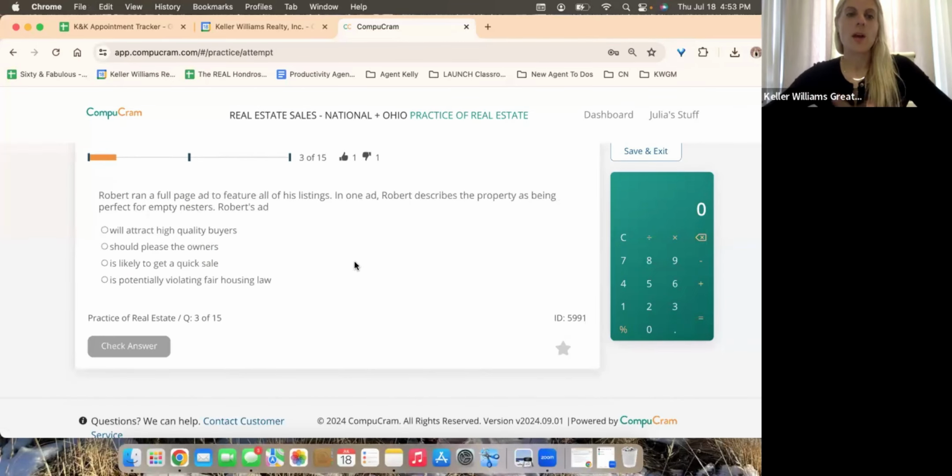Okay, next question. Robert ran a full page ad to feature all of his listings. In one ad, Robert describes the property as being perfect for empty nesters. Robert's ad is A, will attract high quality buyers. B, should please the owners. C, is likely to get a quick sale. Or D, is potentially violating fair housing law.